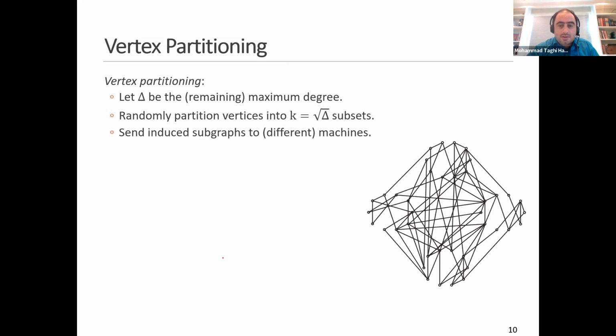Good. So what is the approach that we are using? Let's define this. This is the approach called vertex partitioning. What do we do? Let's define delta to be essentially the maximum degree of the graph. How do we want to solve the problem? We want to randomly partition vertices into square root of delta subsets. Good. So how do we do that?